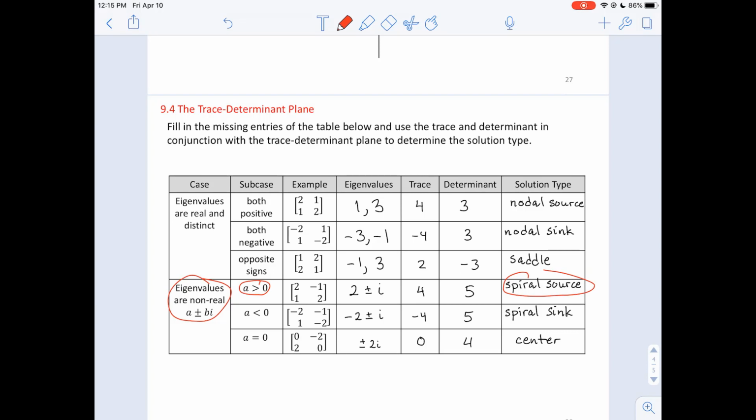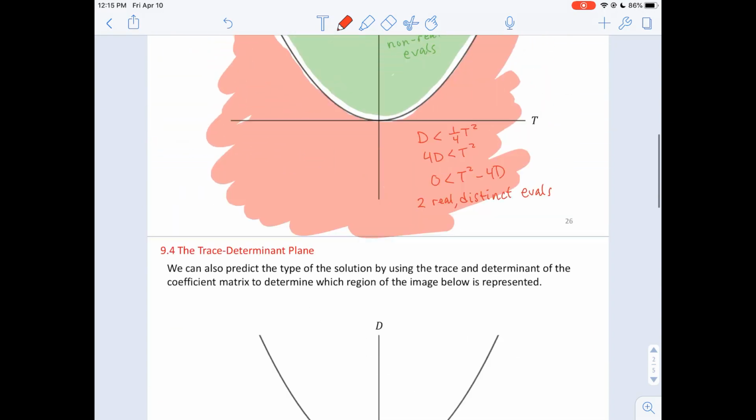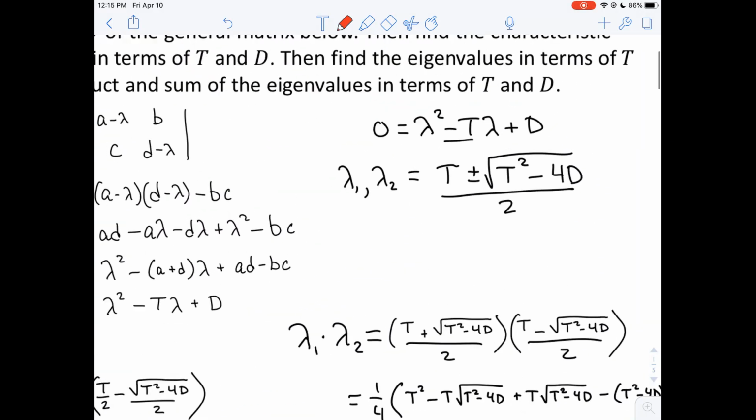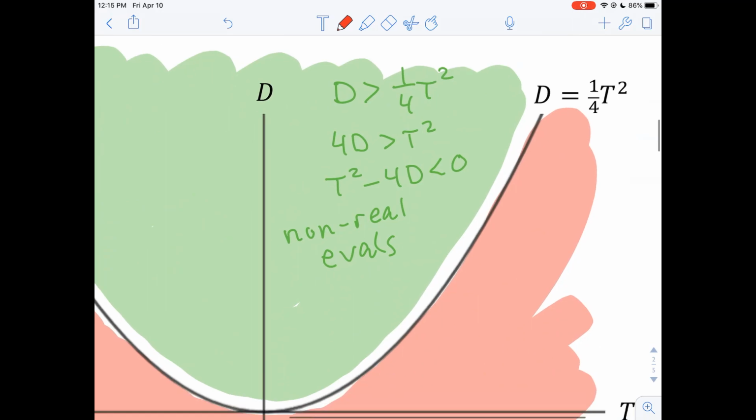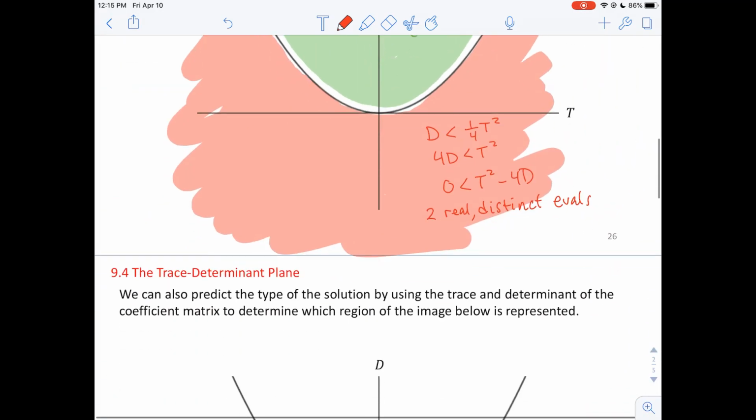Well, the real part is going to be the A that's in front of the plus or minus BI. And when you look back at our quadratic formula, if the discriminant here is negative, you're going to have some i's involved, but the real part, the part in front of the plus minus, is going to be calculated by doing the trace divided by 2. So if the trace is positive, then trace divided by 2 will be positive. And in other words, A will be positive. If trace is negative, then A will be negative.